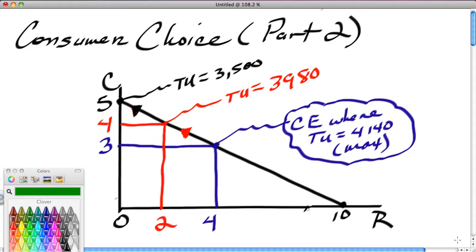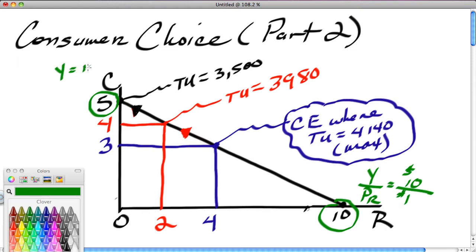Notice that we determine the extremes of the budget line, 5 on this extreme and 10 on this extreme, by taking income and dividing it by the price. So the income was $10 and the price of rolls was $1, and that gave us the 10. The income again is $10. The price of coffee is $2, and that's how we got the 5.